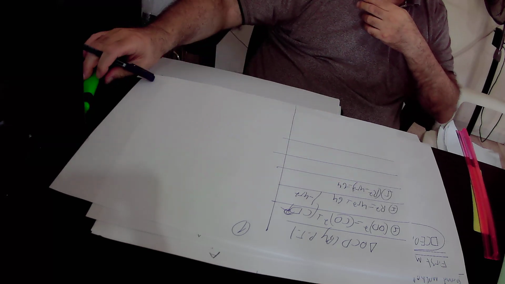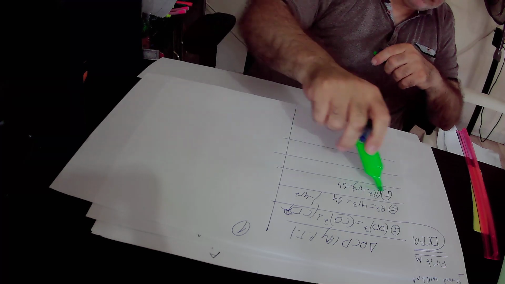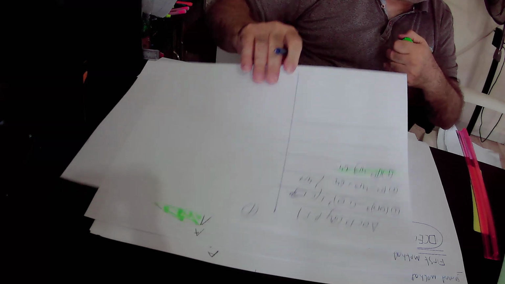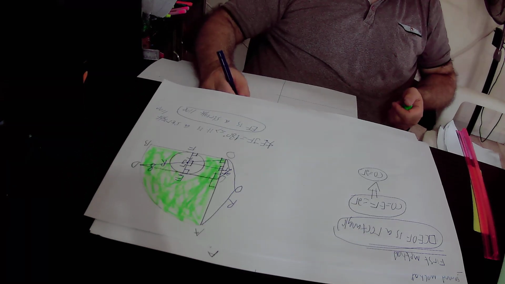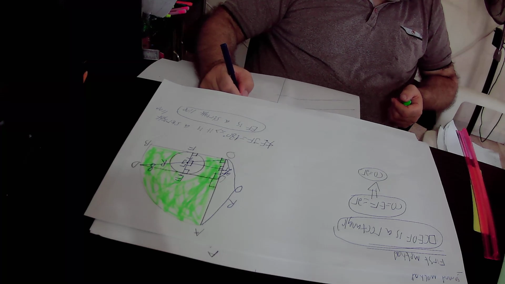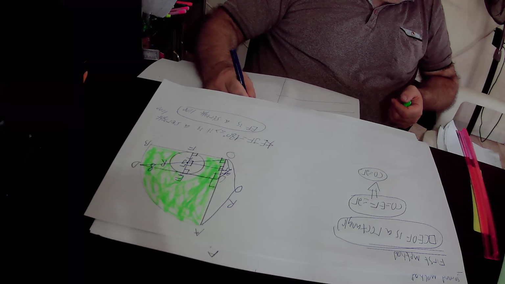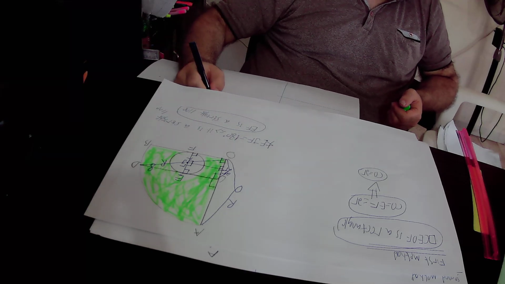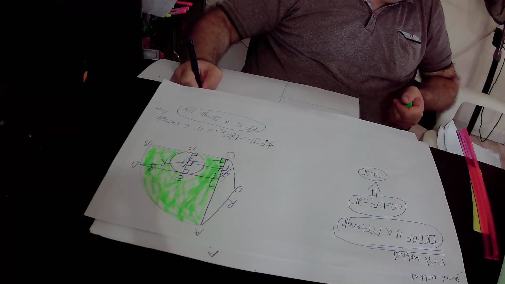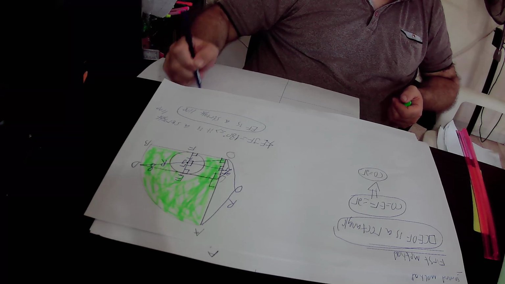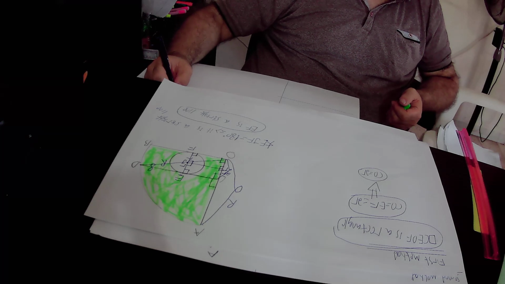Okay. But what is the area of the green shape? From the drawings it's very easy to see that the area of the green shape equals the area of the quarter circle minus the area of the small circle.